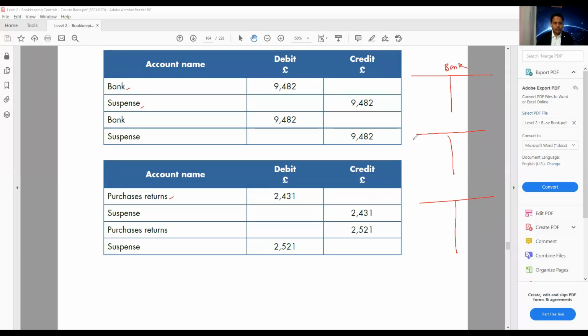Then we do purchase return. I'm writing PR. And the final one, I'm writing suspense. Left hand side is the debit side. The right hand side is the credit side always. Let's start with the bank now.